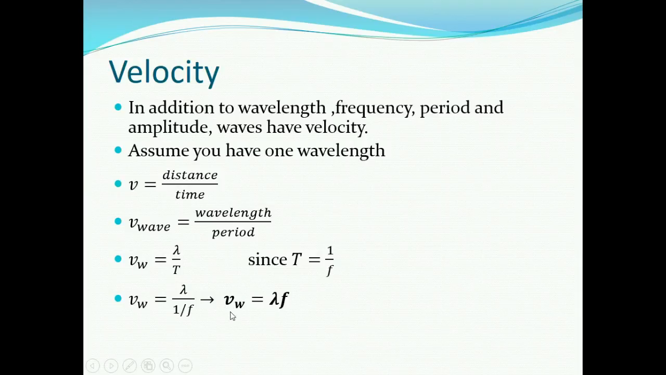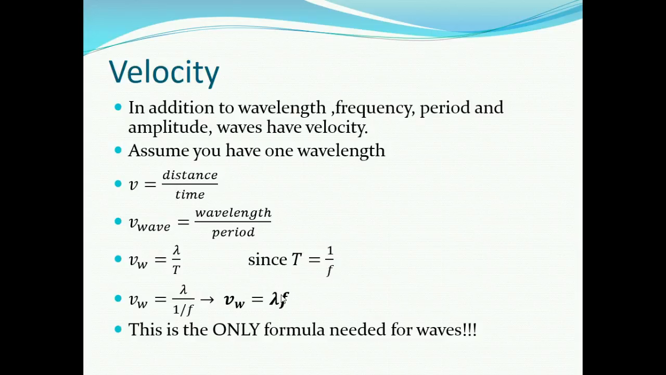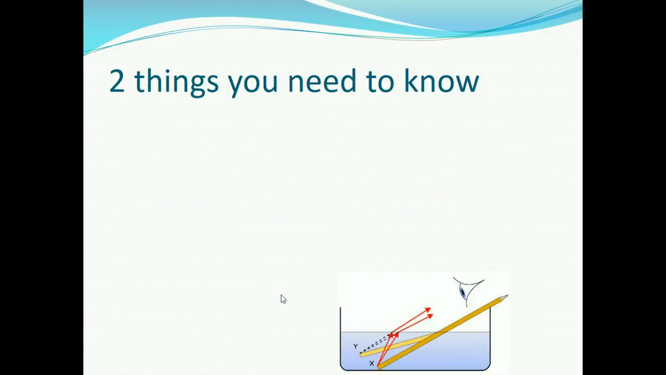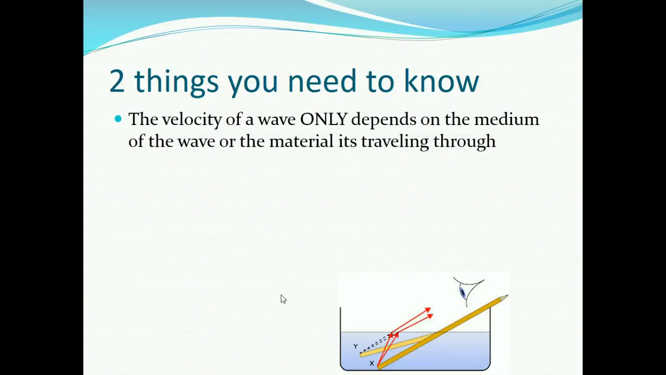Velocity of a wave equals wavelength times frequency. This is the only formula you need to solve for waves. So great news, waves only require one formula. And there are two things you need to know for waves. The velocity of a wave only depends on the medium of the wave, or the material it's traveling through. So if light travels through air, the velocity in air is fixed.